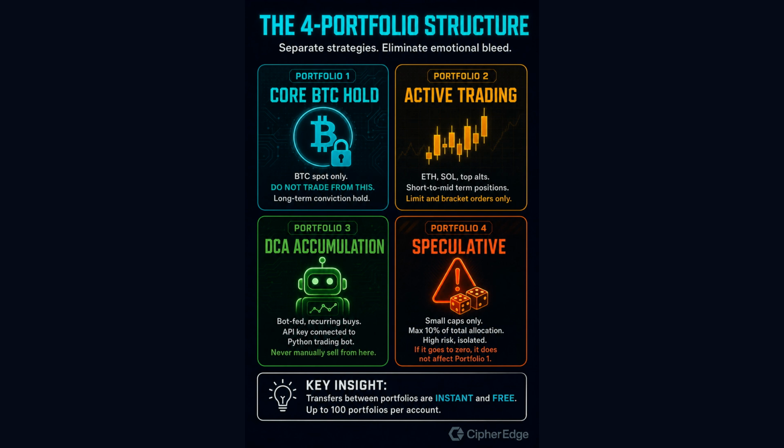That last point is the real value of portfolio segregation. When everything is in one bucket, a bad speculative position creates psychological pressure across your entire account. You start second-guessing your BTC hold because the overall number looks bad, even though the speculative loss is the only real problem. When strategies are isolated, a loss in Portfolio 4 doesn't contaminate how you feel about or react to Portfolios 1, 2, or 3.